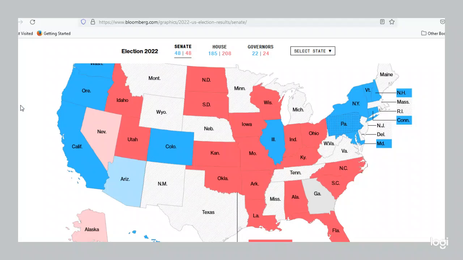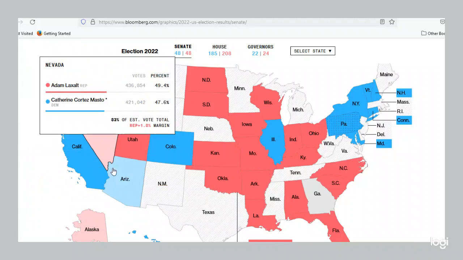So now since we're already here, let's look a little bit at the results. The final results are not in yet. There are still some states that are counting ballots.